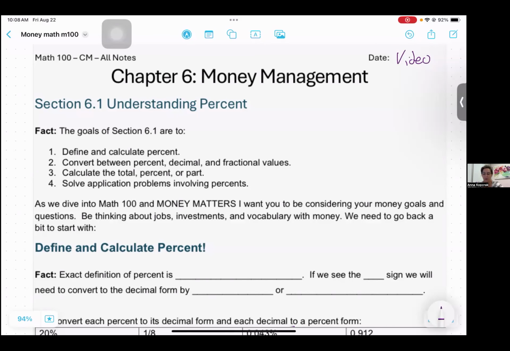Percent. And as I mentioned in class, I really love the word percent. Percent is actually telling us what it is right away. And it's so good. I love it.